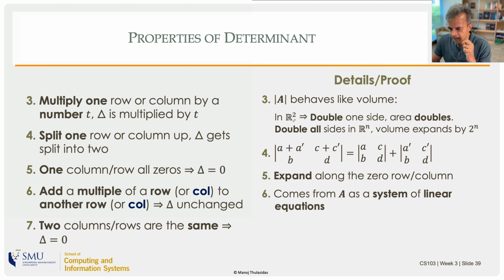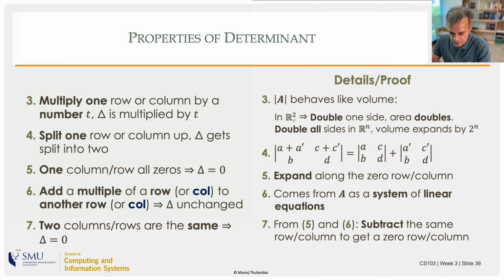Oh, by the way, if you add a multiple of a row to another row, the determinant doesn't change. But if you add a multiple of a row to itself, then you're basically scaling that row. And then by property number 3, the determinant actually does change. So you have to add a multiple of a row to a different row.